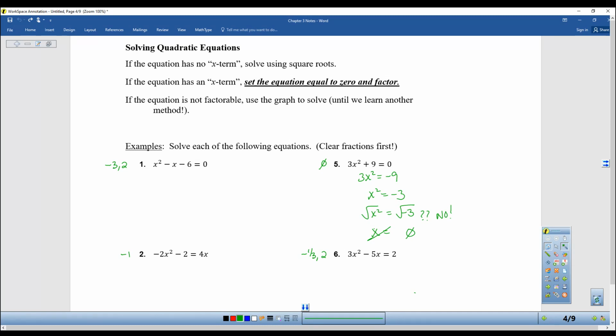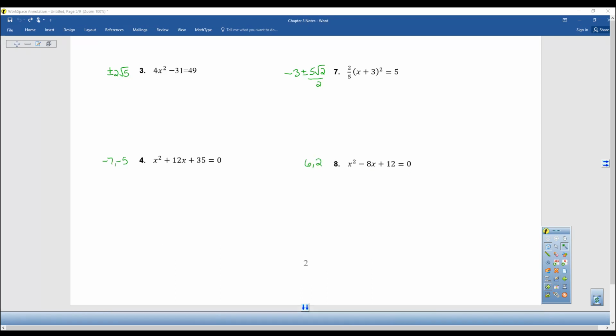Let's see if we can find another one that has no x term. Ooh, this one has no x term. So I'm going to add 31 to both sides. You're in honors. You don't need to show this step anymore, unless you can't do the math in your head. 80, divide by 4. Again, you don't need to show that step. You can just show the next step. And then x is equal to taking the square root of both sides, plus or minus.